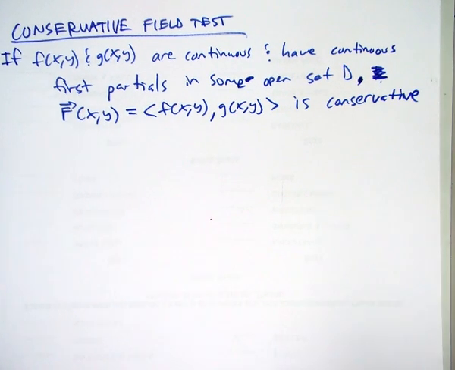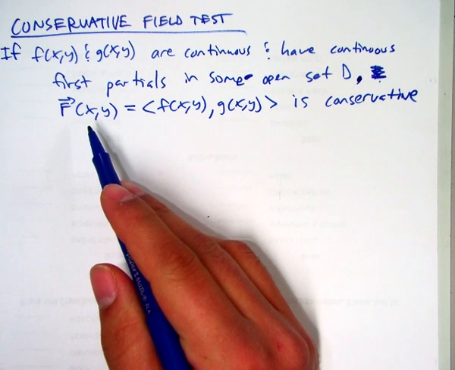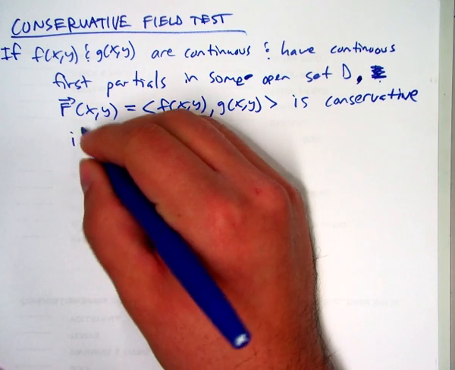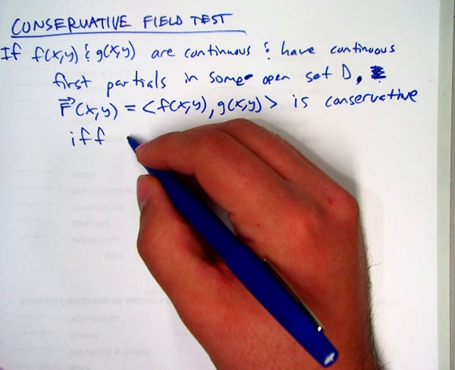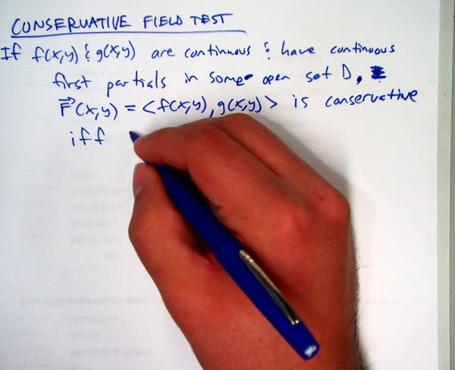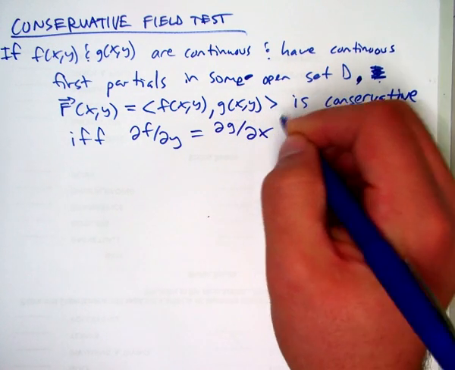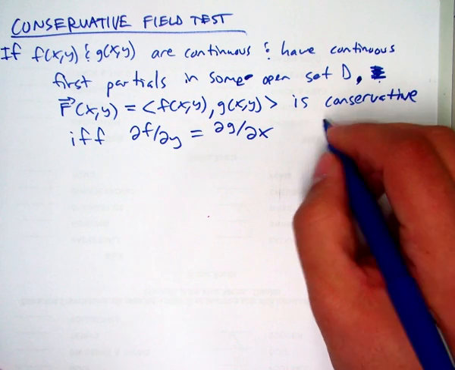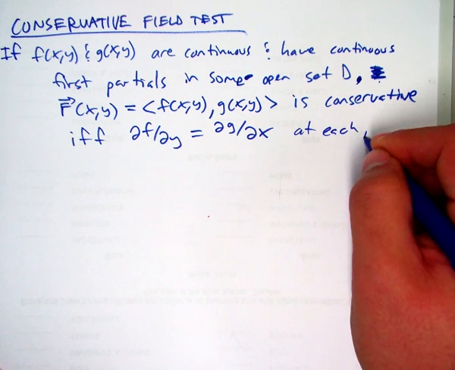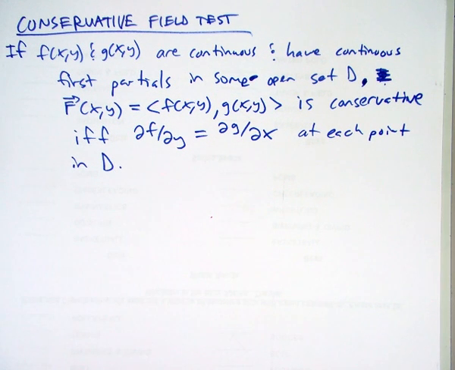So if we have f and g are continuous and they have continuous first partials in some open set D, we know that f of x y is conservative means exactly the same thing as partial f partial y equaling partial g partial x at each point in D. Sorry about that. Okay. So in other words, this is the big part.